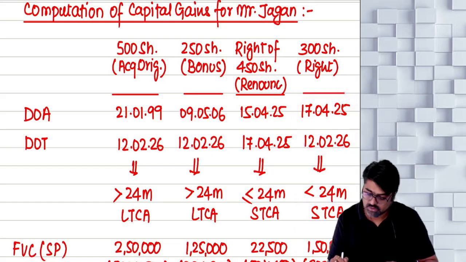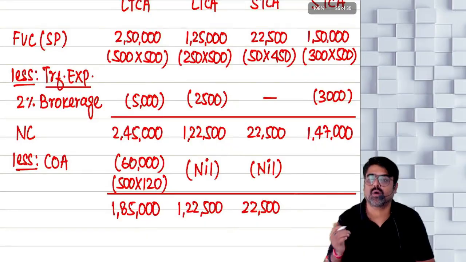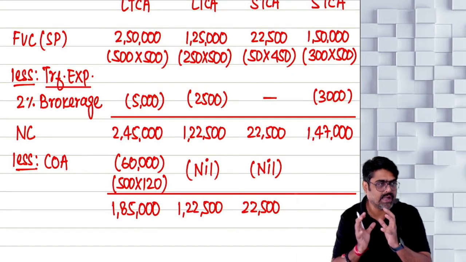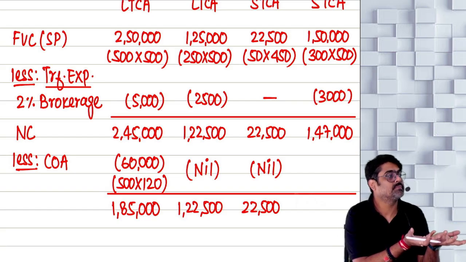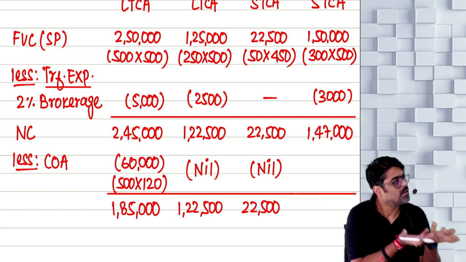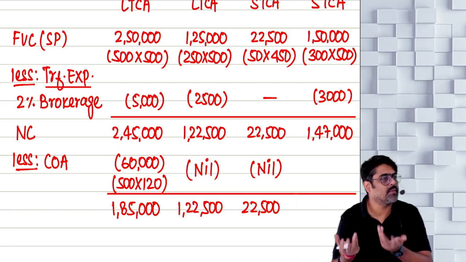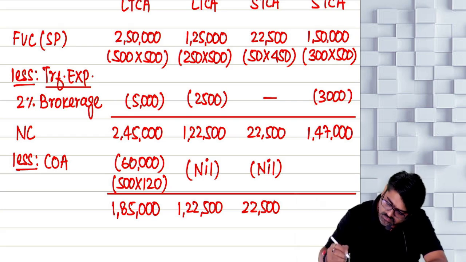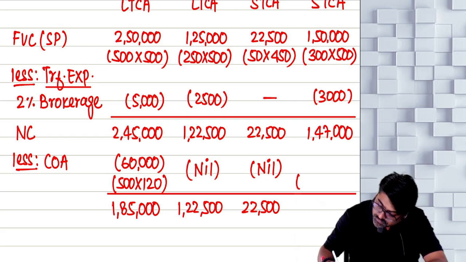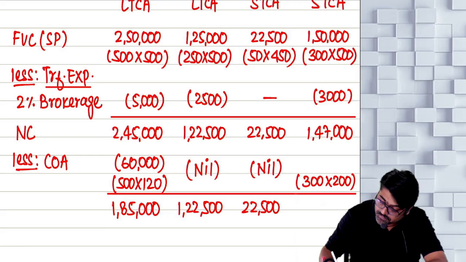Yes or no? So for these right shares, what was the cost? 300 right shares which you have acquired from the company. How much amount you have paid to the company? 200 per share. Yes or no? That's nothing but your actual cost. That will become the cost of acquisition. So 200 into 300 shares, 300 shares multiplied by 200 per share. It will be 60,000. Reduce that.